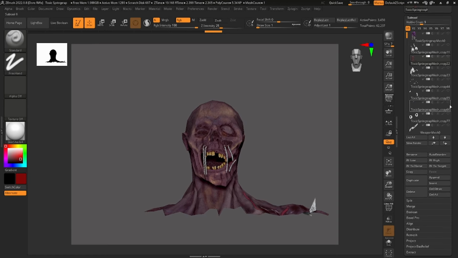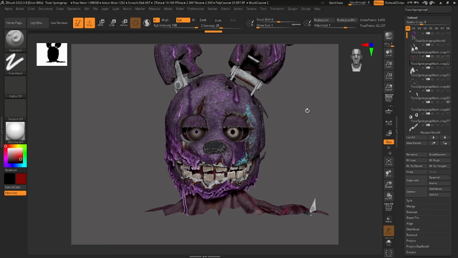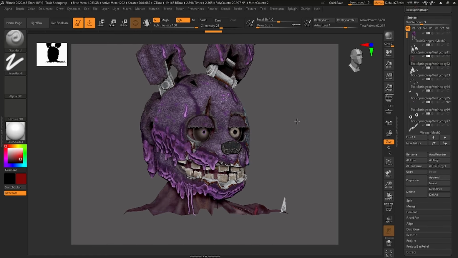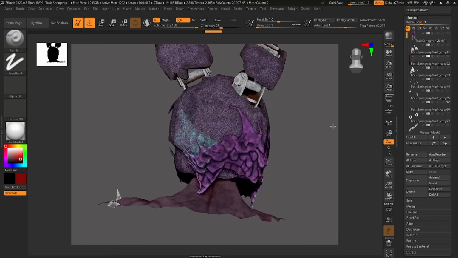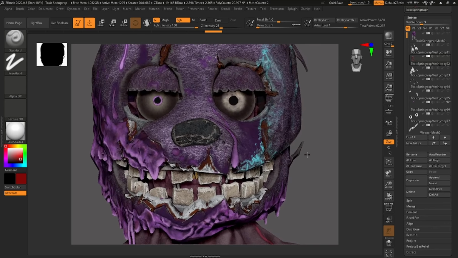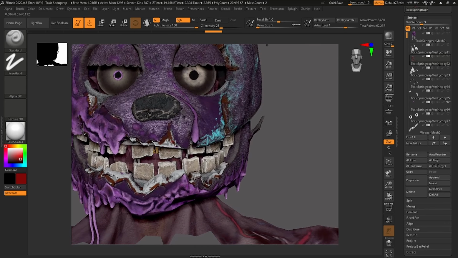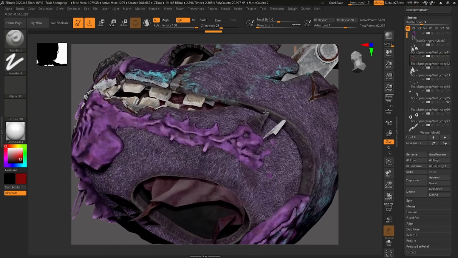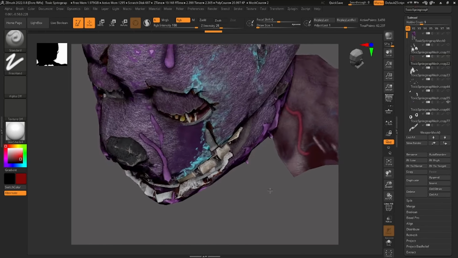Let's check his head. I see where it's corroding. You see the metal starting to melt underneath. But I don't see a reason that snapped.